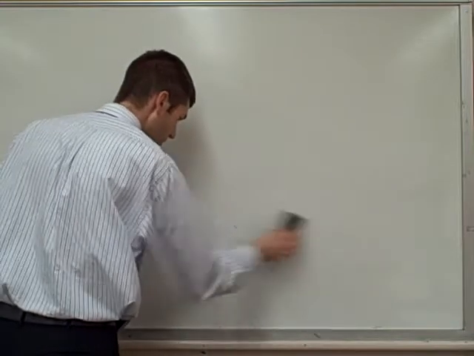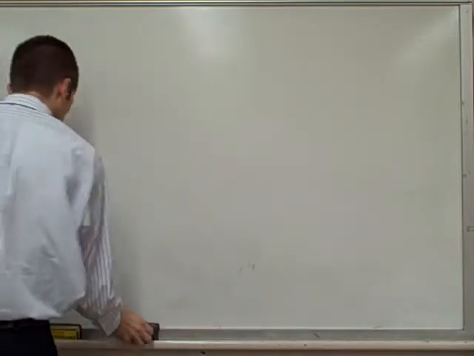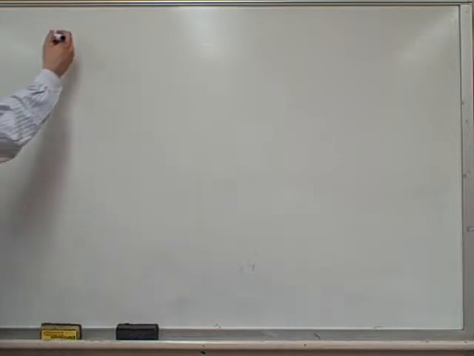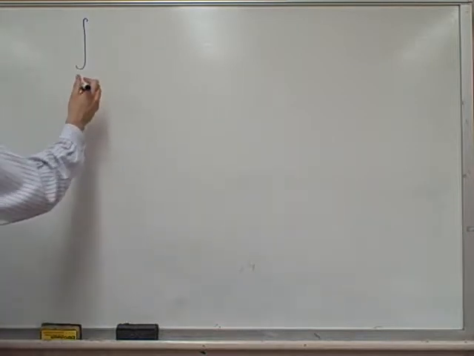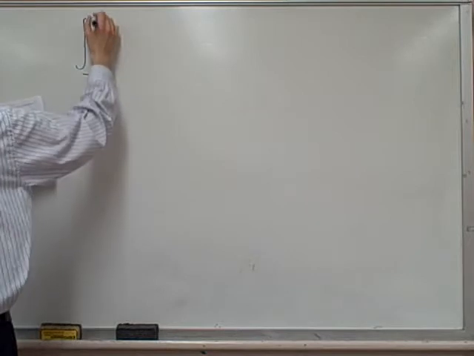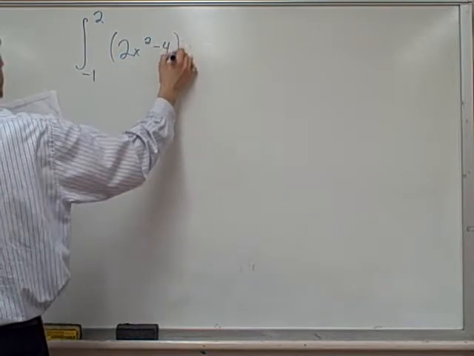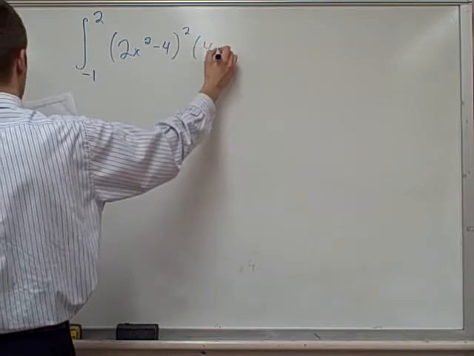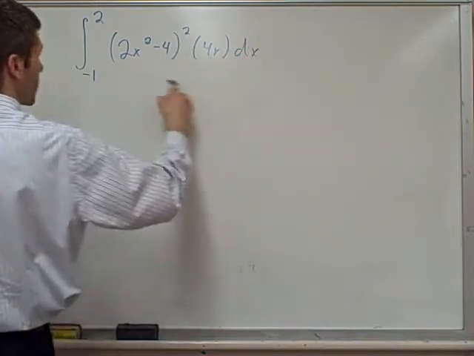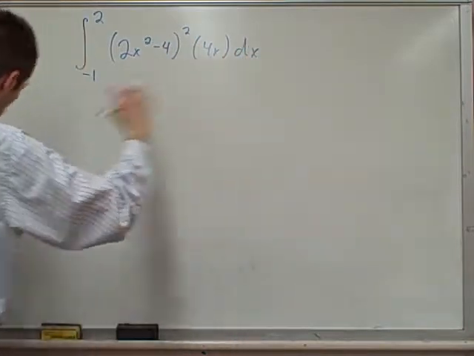Okay. There is more than one way to do this on the calculator. I'm going to show you just one of the methods. I know I told you earlier we need to simplify first, but we're not going to. 2x squared minus 4, and it's squared, and then 4x dx. Now, if we were doing this by hand, we'd have a bunch of foiling and distributing to do, and we're not going to mess with it.